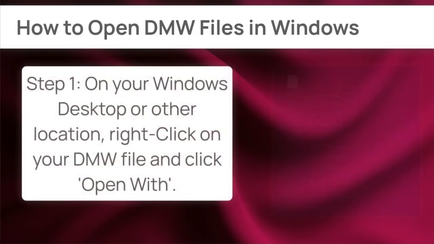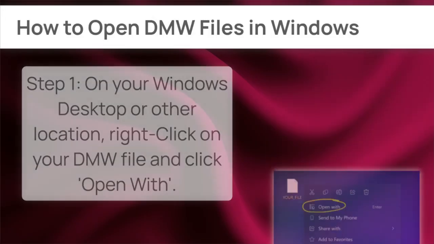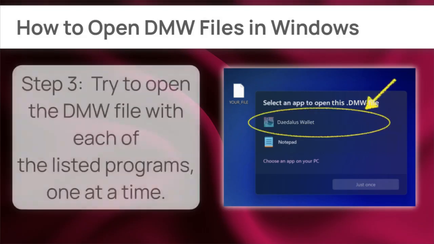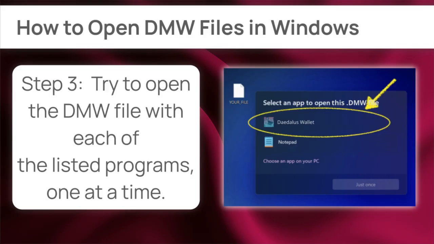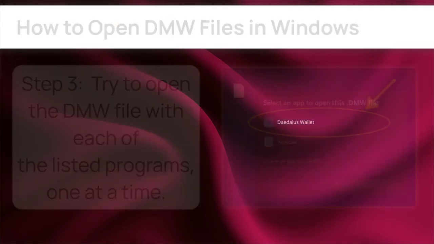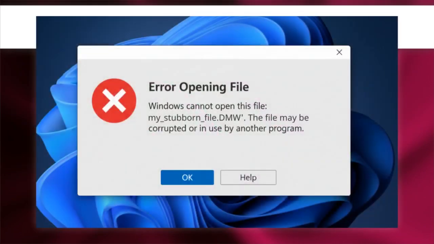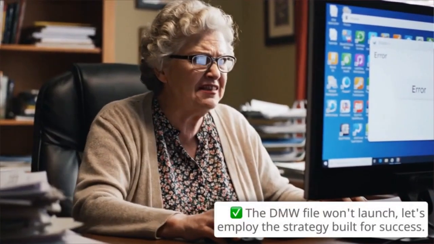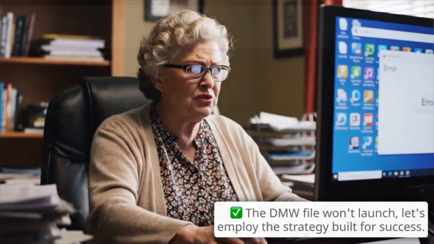To force file access, right-click your DMW file and select Open With. If Daedalus wallet is an option, test it. If it's not available, choose another program. We are trying to find the specific compatibility bridge. If the DMW file hasn't opened yet, take a breath. This is where the real troubleshooting begins. Let's challenge the file by testing these known weak points to find out where the error is coming from.